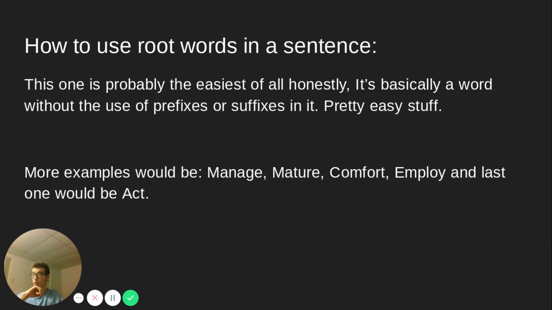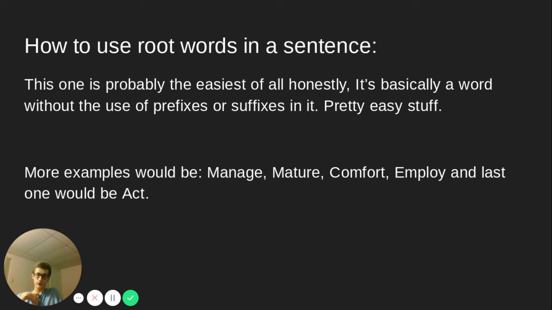How to use root words in a sentence. This one is probably the easiest of all, honestly. I completely agree. It's basically a word without the use of prefixes or suffixes in it. Pretty easy stuff. This is very elementary. Most of the time, the most common words you use are root words. It's very, very common. Very, very easy.